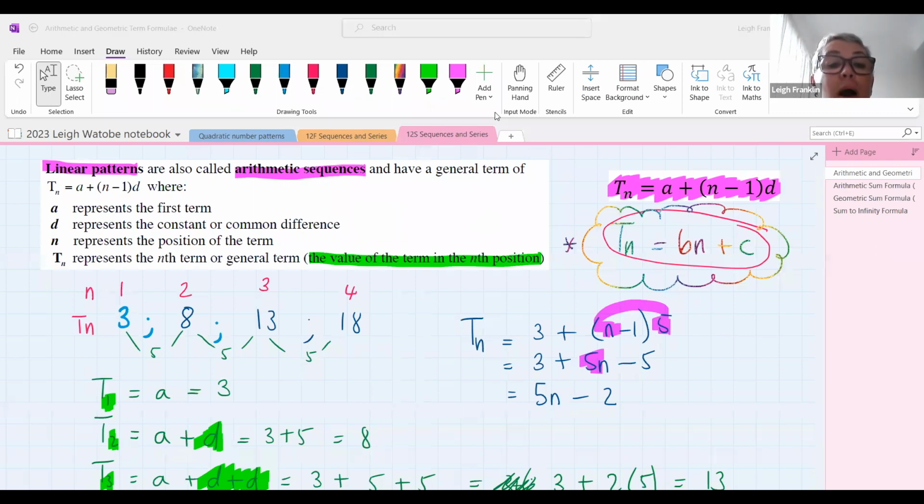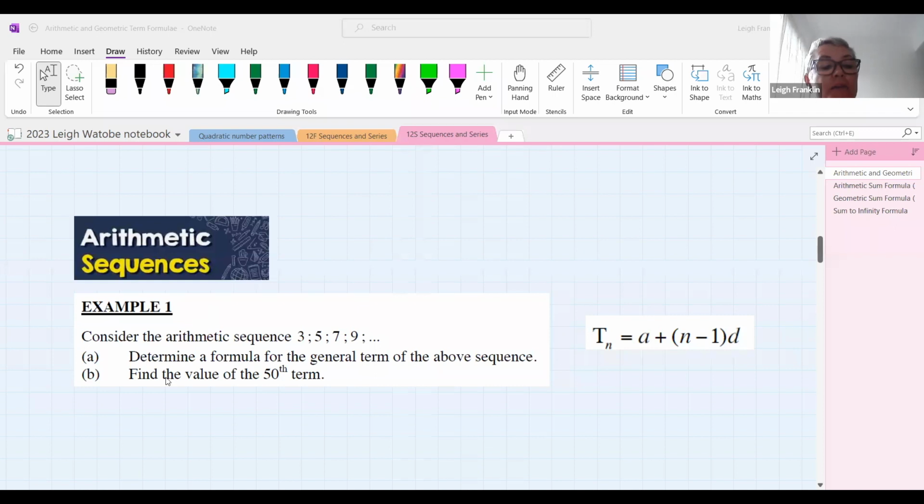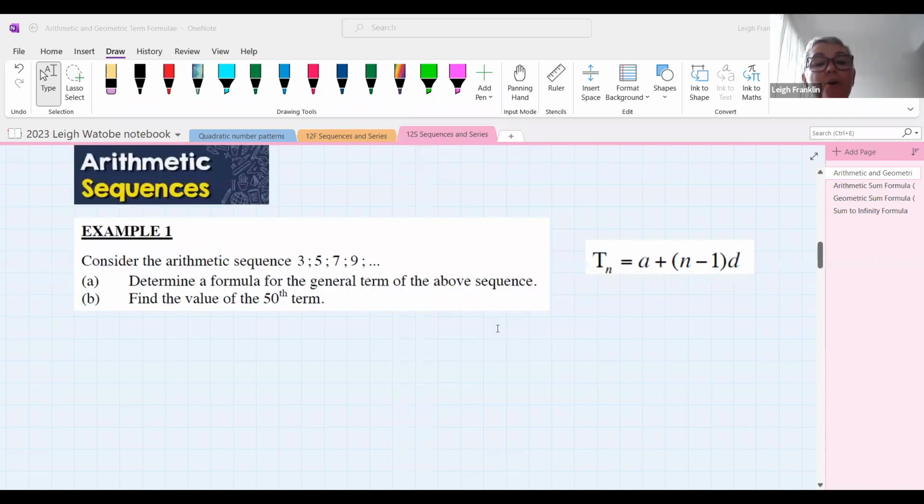Nomfundo, I'm just showing you how you would get the rule. We're just talking about arithmetic patterns in general. If they ask you for the rule, then you would get the rule. In this question, they've said determine a formula for the general term of the above sequence, so here they want the rule from us, and then they want us to find the value of the 50th term. I'm going to give you 3 minutes, and you're welcome to put your answers into the chat. If you've got any questions, please do ask.